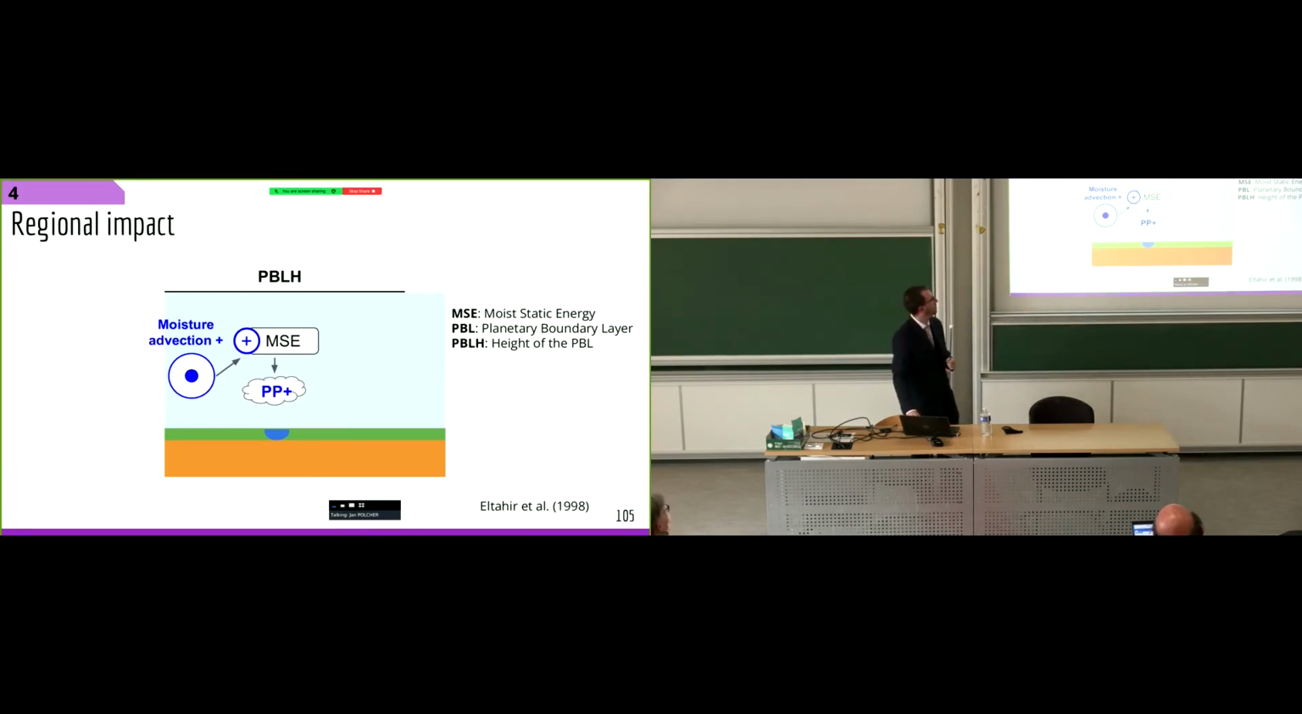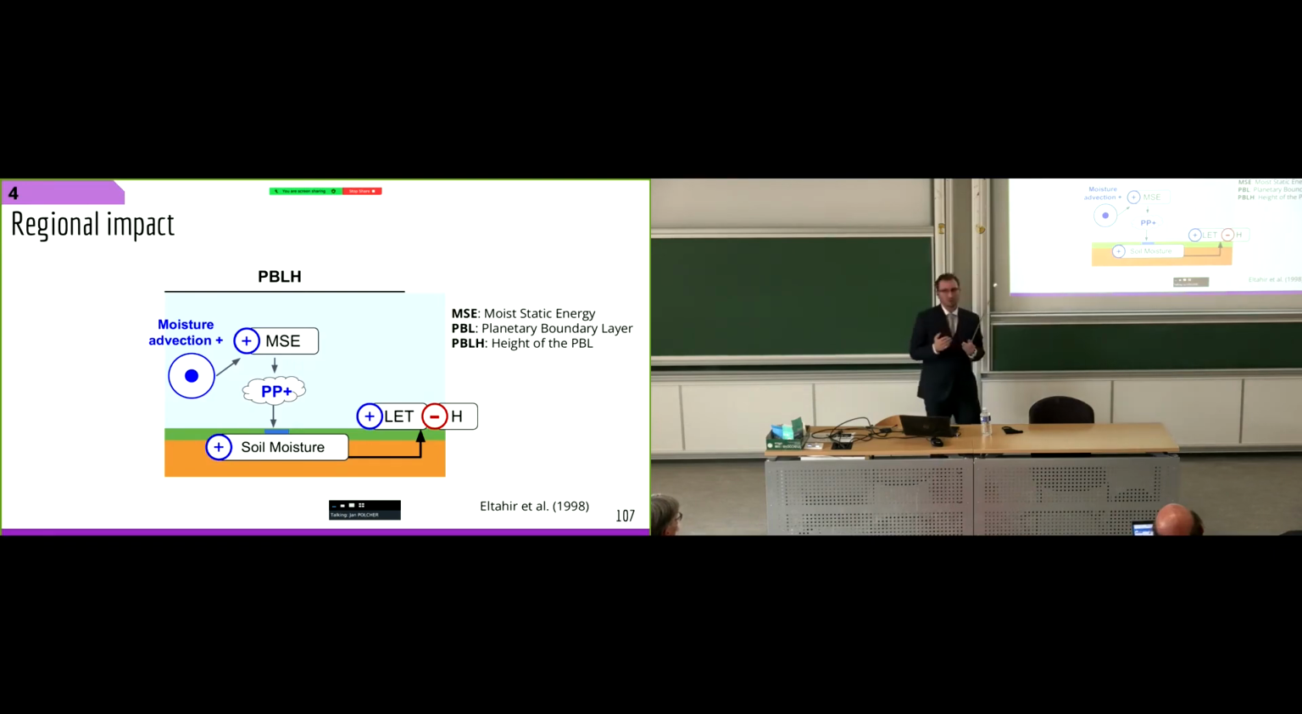More precipitation also leads to more soil moisture, and as we have seen in the introduction, more soil moisture leads to an increase of the latent heat fluxes compared to the sensible heat fluxes. This leads to a more stable atmosphere in the planetary boundary layer, and therefore we have a decrease of the planetary boundary layer height, which in turn increases the soil moisture. So we have this moisture advection triggering a positive feedback between soil moisture and precipitation.